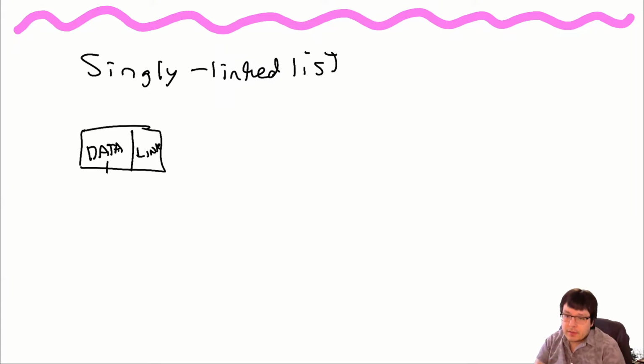The other part of the linked list is going to be the link part. The link part is typically a pointer. In fact, not typically, I would say pretty much every single time it's a pointer. And it happens to be a pointer of node type.